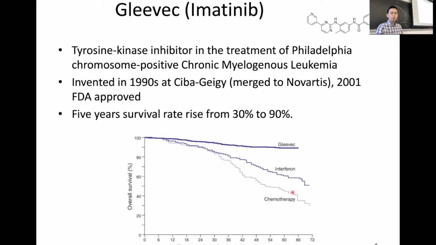Compared to the previous therapies, chemotherapy and interferon therapy, Gleevec is really bringing a significant improvement in the overall survival of the cancer patients. So you can see that as the years go on, most of the patients are still doing well. Because of this drug, the 5-year survival rate was improved from 30% to 90%.